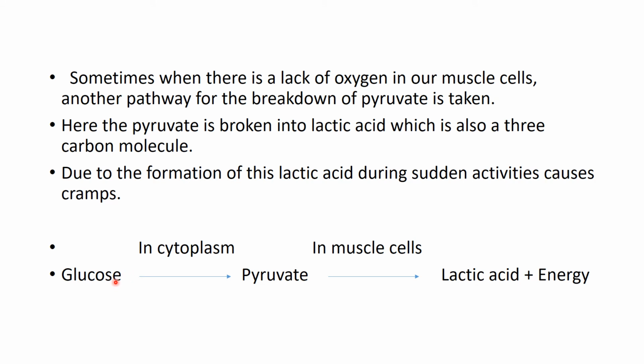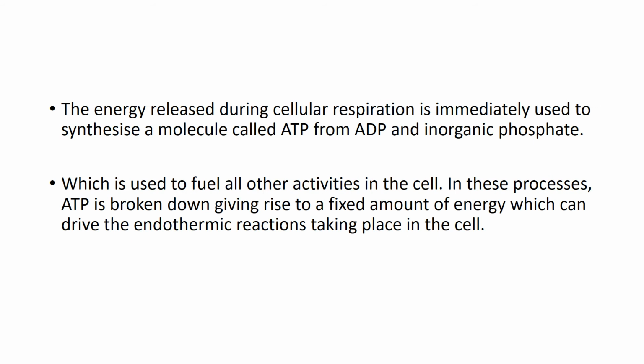What is the reaction that takes place? That is, glucose changes to pyruvate. The reaction happens in cytoplasm, as in case of the previous reactions you have seen. And then this pyruvate changes to lactic acid along with the release of energy, and it happens in muscle cells. And this energy release, either during the aerobic respiration or the anaerobic respiration, is immediately used to synthesize a molecule that is called ATP.